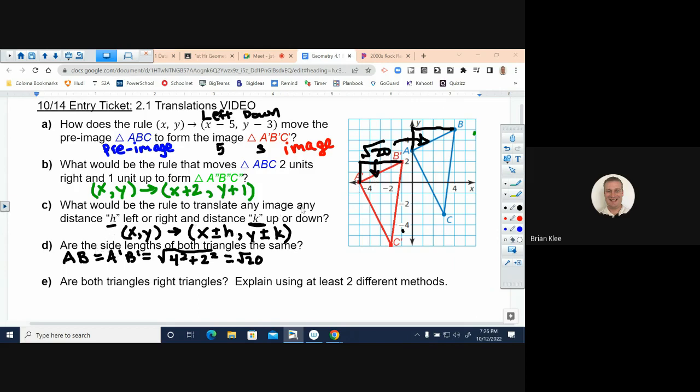If we look at A to C, that's a drop of 6 and a run of 3. Drop of 6, run of 3. So both of those are the same. And that's a property of translations. Translations will not change the shape or size. It's just going to change where it's located.